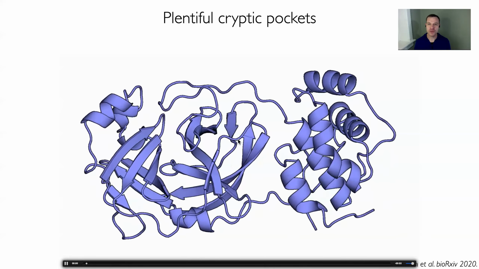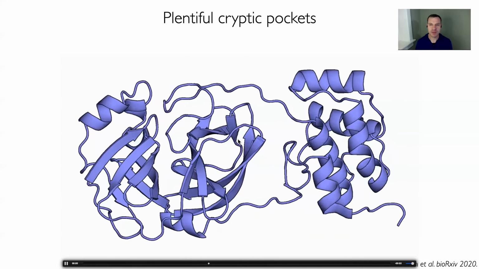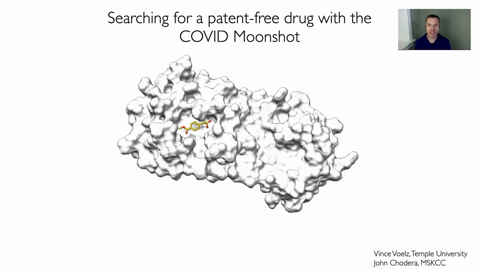So I won't get to go too much into the detail about how we're doing this, but here I'll just show you another snippet of a simulation, again of the main protease, but now with a surface representation of the protein instead of this ribbon diagram. And here I'm showing a potential small molecule inhibitor bound in the active site of that protein. And so what we've been doing in collaboration with the COVID Moonshot, and this collaboration, I should note, is spearheaded by John Chodera at Memorial Sloan Kettering and Vince Voelz at Temple University, is helping to screen libraries of tens of thousands of potential small molecule inhibitors of this protein with Folding@home.